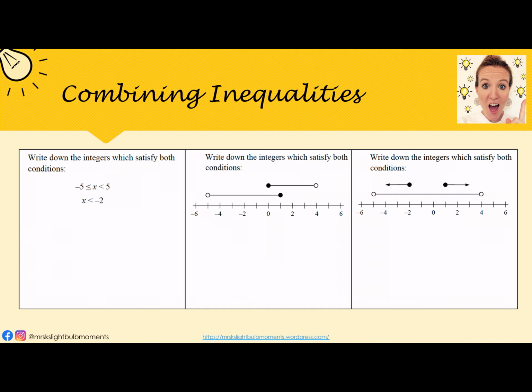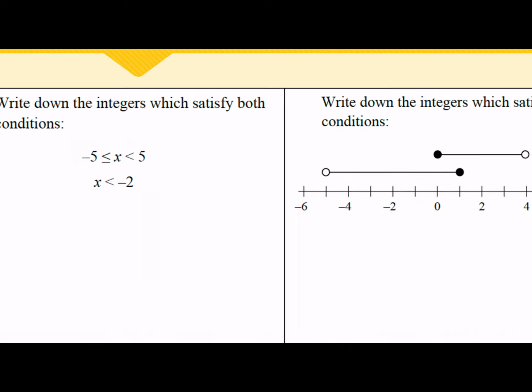Fab, well done. Okay, our next little topic then is combining inequalities. I quite like these, and they lead on to some quite tricky questions, but it's a really good skill there to make sure you really understand your inequalities. So 3 examples here, and then we'll take it up a notch. So firstly, write down the integers which satisfy both conditions.